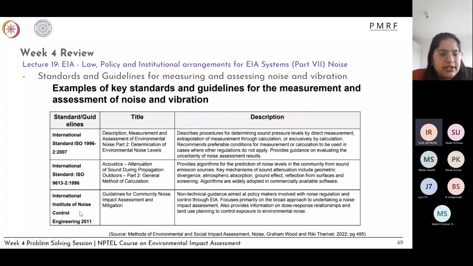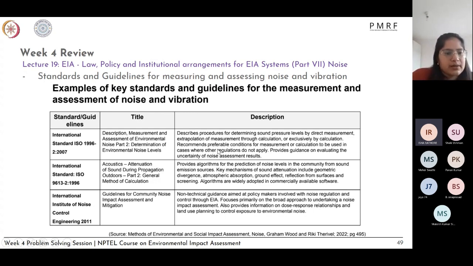And then we have the International Institute of Noise Control Engineering, which provides the guidelines for community noise impact assessment and mitigation. So this is a non-technical guidance tool, and it's used by policy makers to look up the noise regulation and control through EIA, and it gives a broad approach to understanding noise impact assessment and to plan your land use activities according to the control exposure to environmental noise.